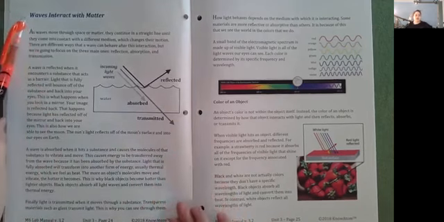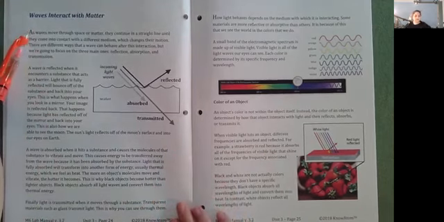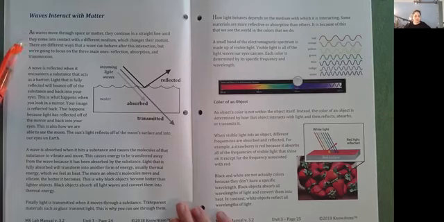Waves interact with matter. As waves move through space or matter, they continue in a straight line until they come into contact with a different medium, which changes their motion. There are different ways that a wave can behave after this interaction, but we're going to focus on the three main ones: reflection, absorption, and transmission.